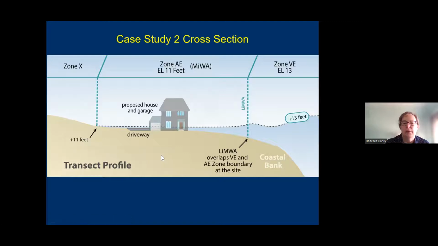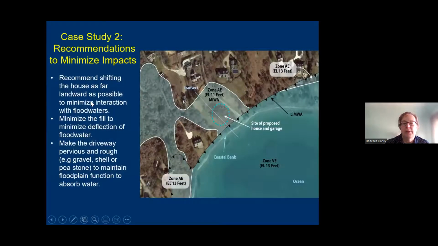And so the recommendations would be to think about shifting the house as far landward in the A zone as they can, so that they're as far away from that energy as possible, and try to minimize the fill so that they're minimizing any redirection of flow, and make the driveway pervious. Those would be recommendations, but they're not going to be affecting these adjacent houses as part of that project. So those are two examples to show you the extremes.